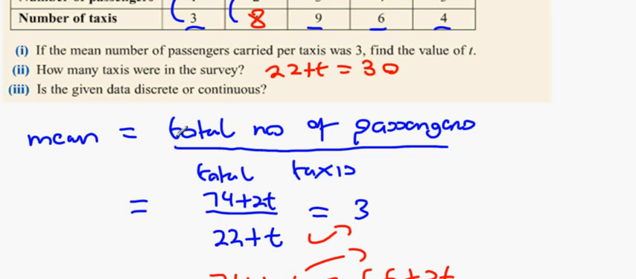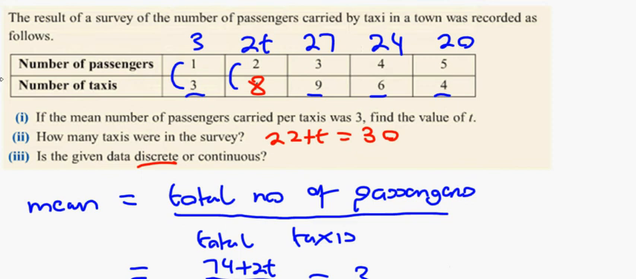Is the given data discrete or continuous? The data is discrete because you either have 1 or 2 passengers. You can't have 1.5 passengers. Even a baby is still considered a passenger, so 2 adults and 1 baby would still be three passengers. Likewise with taxis, you either are in a taxi or you aren't. You either have 1 or 2 taxis. You can't have 1.5 taxis. So it's very much discrete.